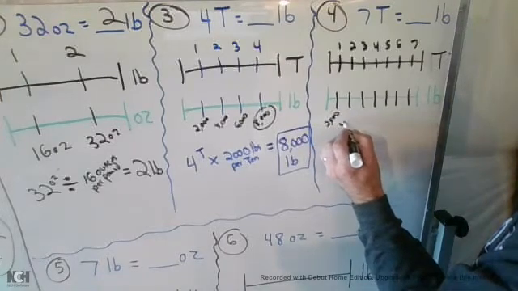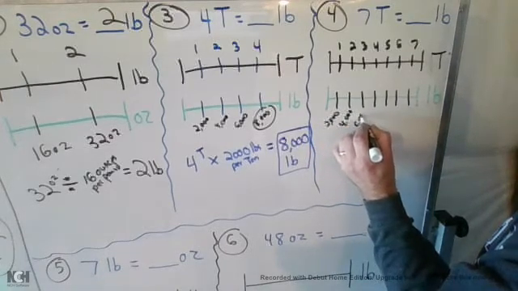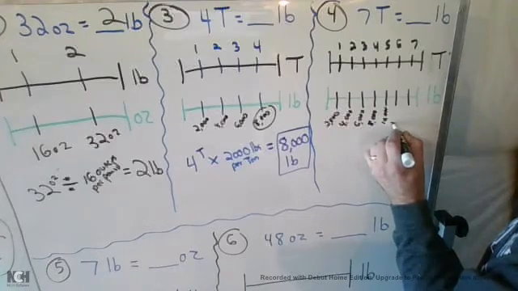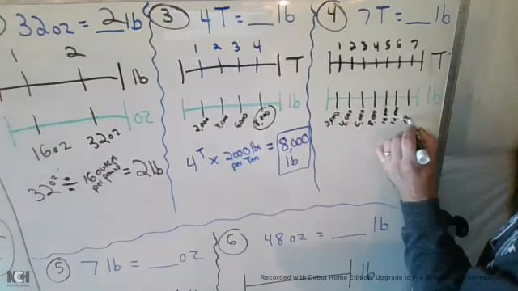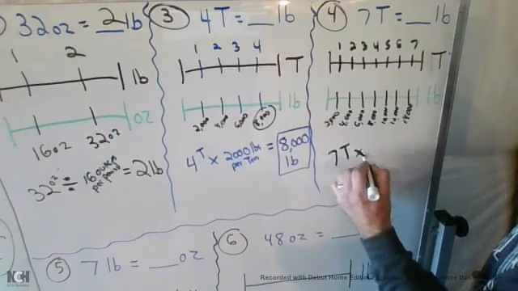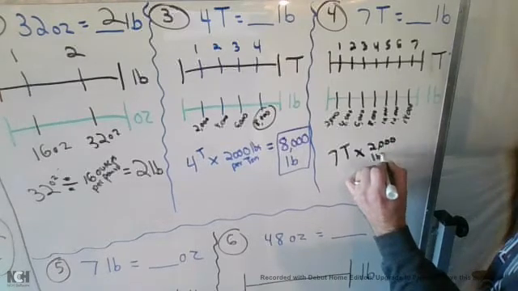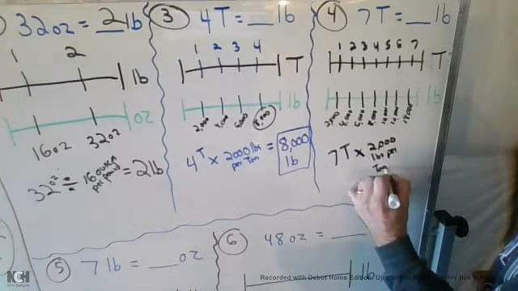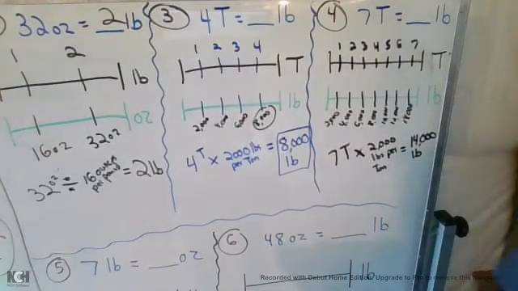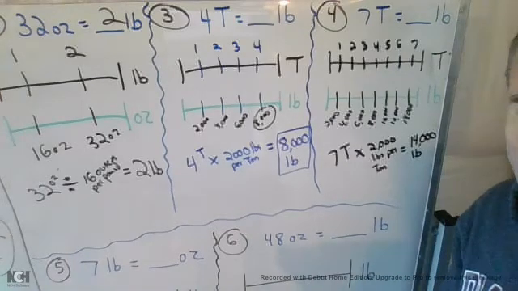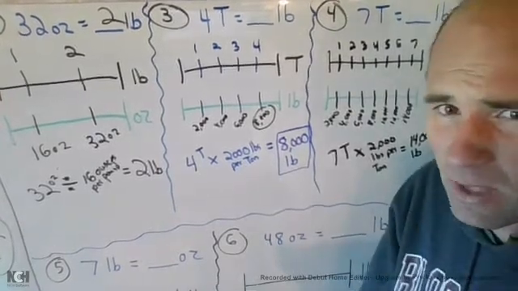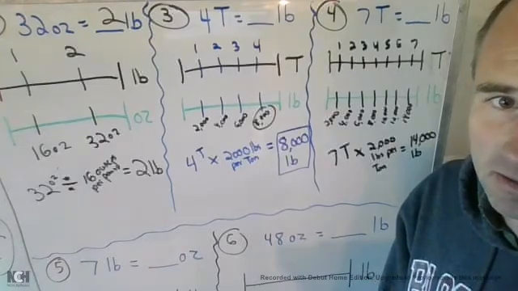2,000, 4,000, 6,000, 8,000, 10,000, 12,000, 14,000 pounds. So 7 tons times 2,000 pounds per ton equals 14,000 pounds. That is crazy. Huge amount. Maybe a tractor trailer weighs about that? I don't know. But that's a lot.